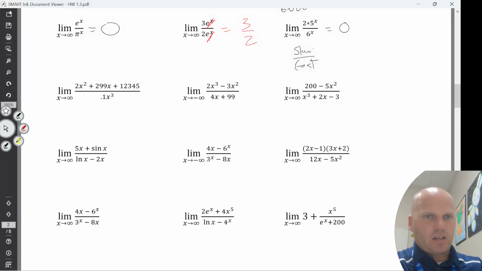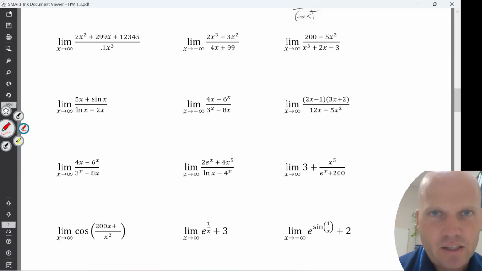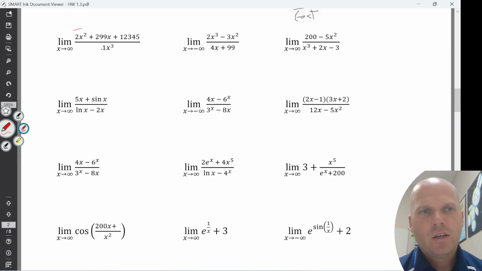Now, we talked about in class, what if we're adding some other stuff? Well, if I plug in infinity, then I'd have 2 times infinity squared plus 299 times infinity plus 12345. What we talked about in class is that when dealing with infinities, the fastest growing infinity eventually will be so much bigger than slower growing infinities that you can ignore them. It's like adding a very, very small number to a very, very large number. So I really just look at 2x squared and 0.1x cubed. This is going to be slower over faster.